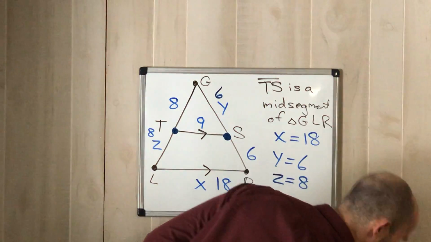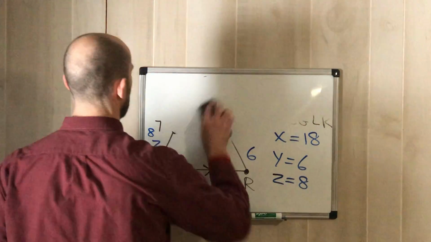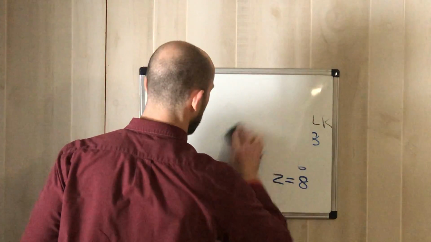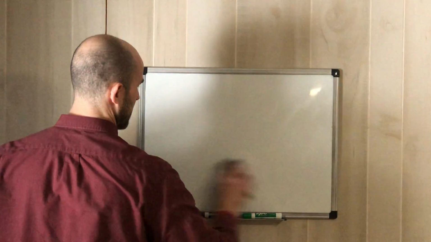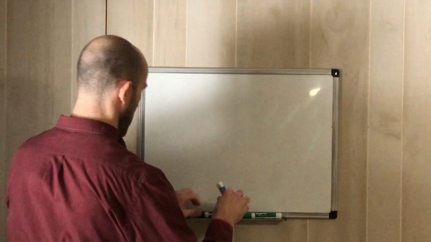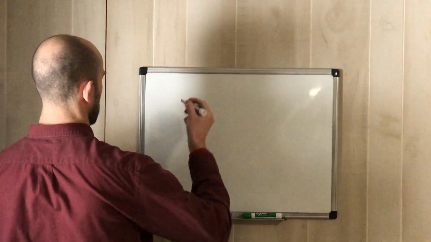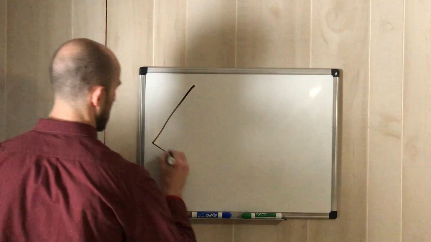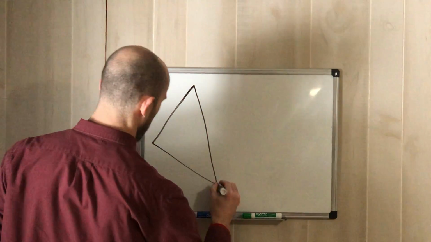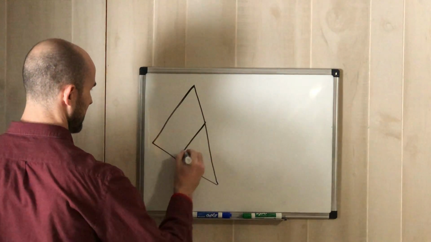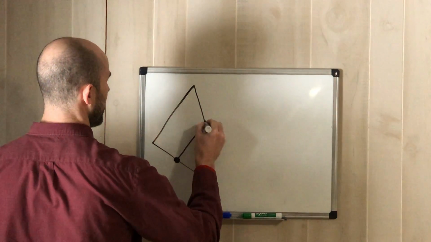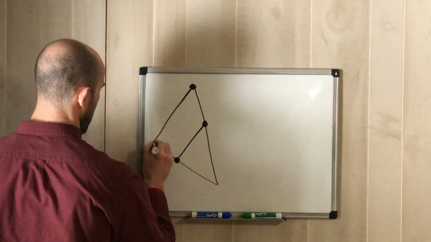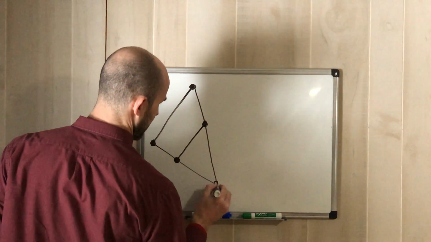I'm going to do one more. Let's say, same thing, working with the midsegment. I'm going to draw a triangle. Now I'm putting the triangle sideways, right? So we have that. That's a point right there. That's a point.